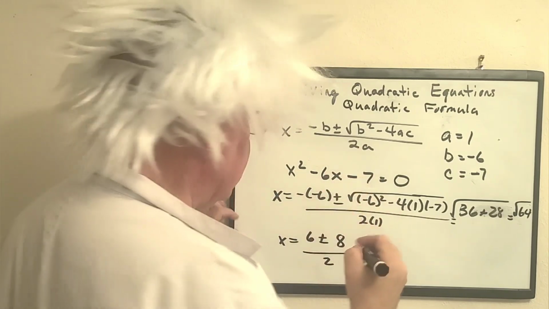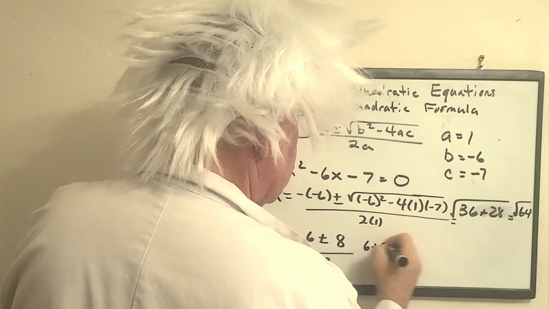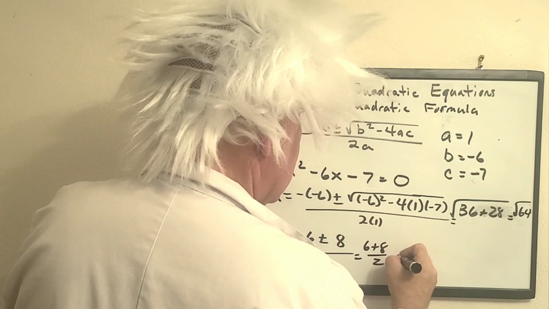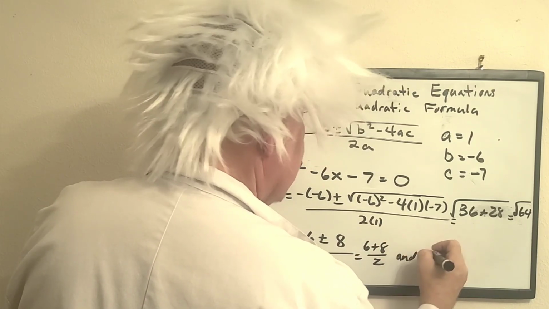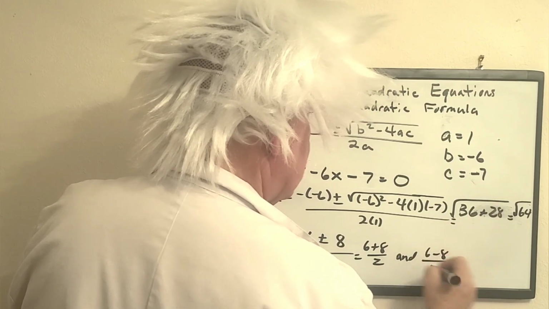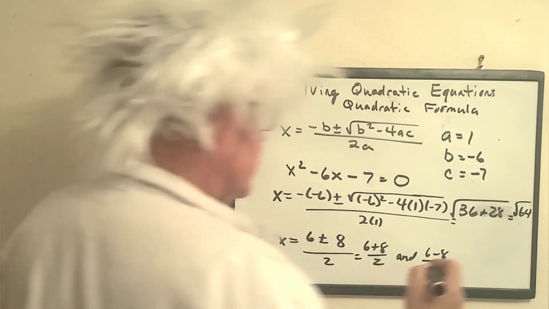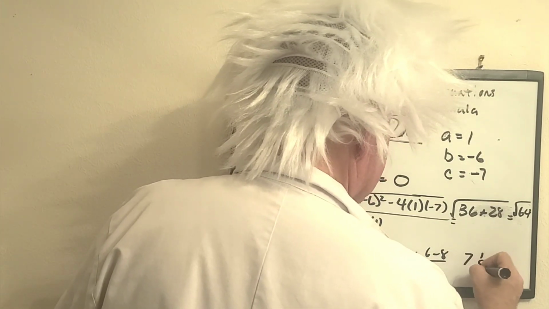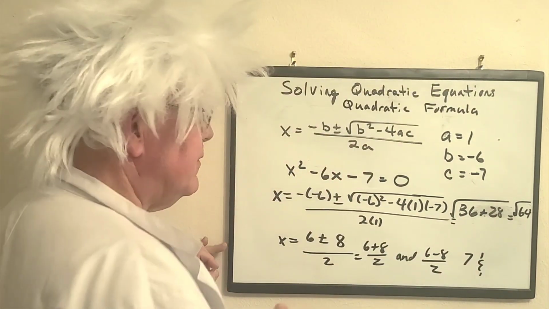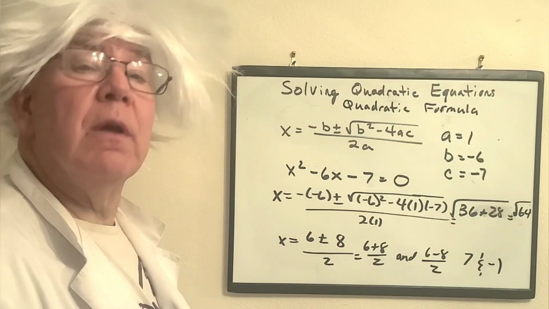Now, we have two answers. We have 6 plus 8 over 2, and we have 6 minus 8 over 2. 6 plus 8 is 14, so 14 over 2 is 7. 6 minus 8 is negative 2. Negative 2 over 2 is negative 1. A lot of work, dudes.